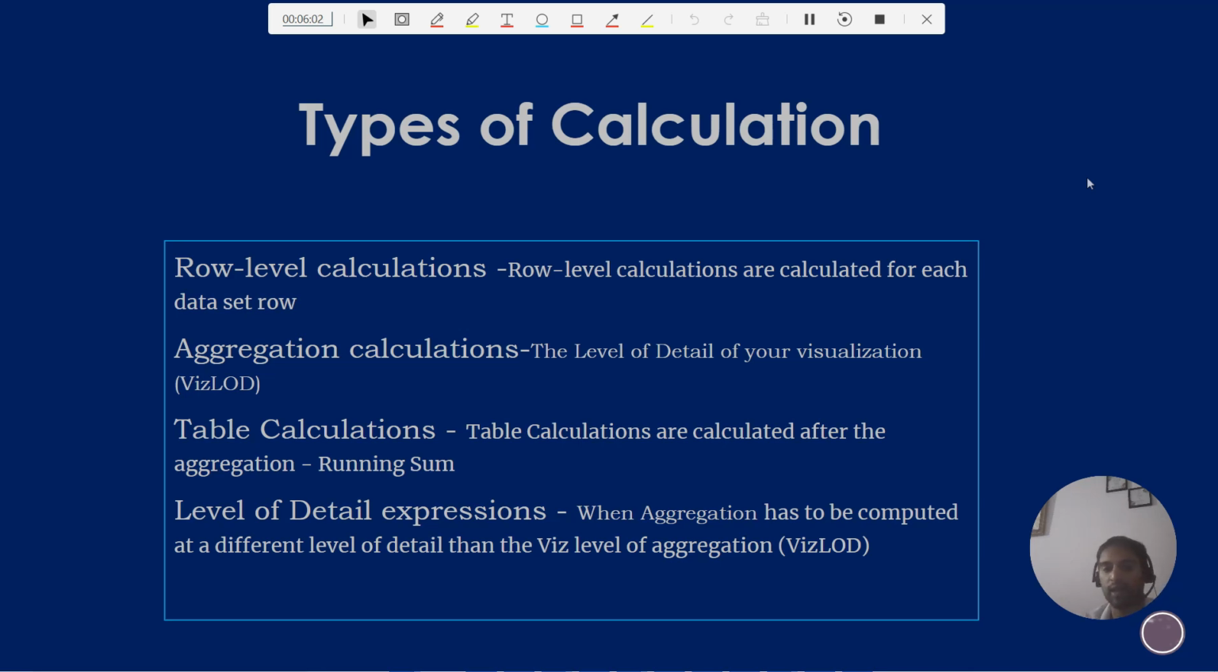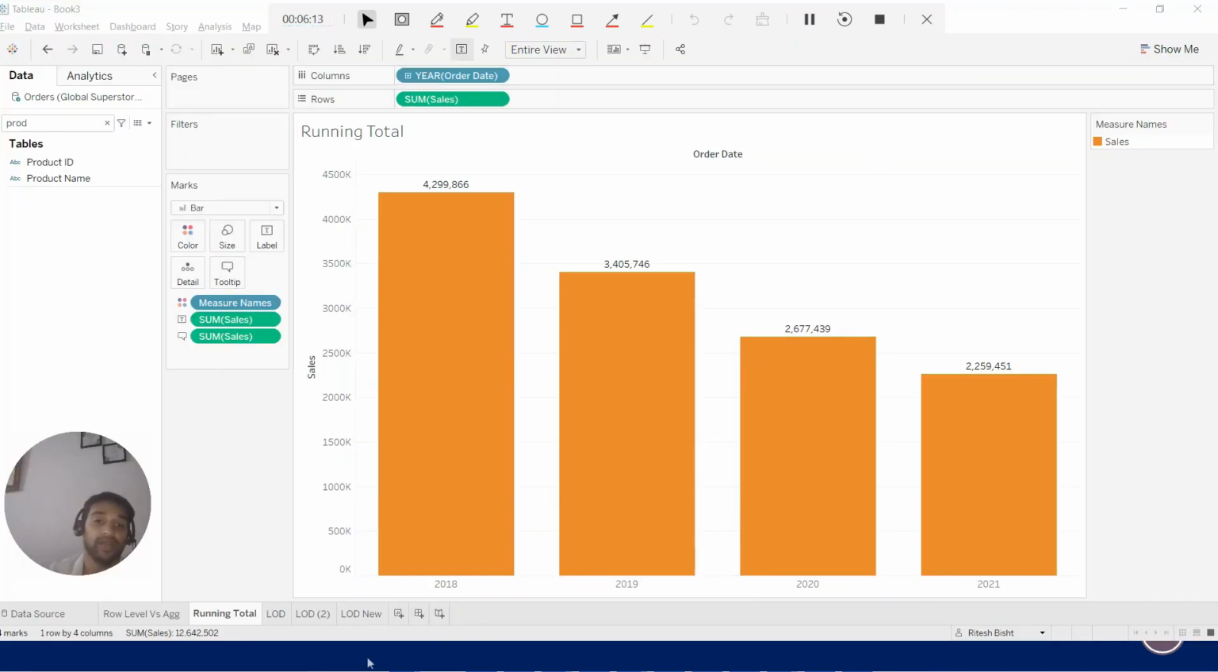We are going to talk about the table calculation route. Table calculations are calculated after the aggregation. For example, running sum. You have sum of sales. You want running sum across the years. Let's go to the worksheet so that we can understand it better. So for example, in this case, you have just simple sum of sales across the years, right? 2018, 19, 20 and 21. So this is an aggregate level, right?